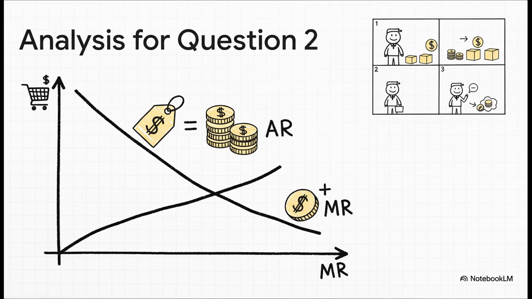The key for a monopolist is that to sell one more unit, it has to lower the price for everyone. That means the extra revenue it gets, the marginal revenue, is always going to be less than the price. Option A, where they're all equal, is only true in perfect competition.